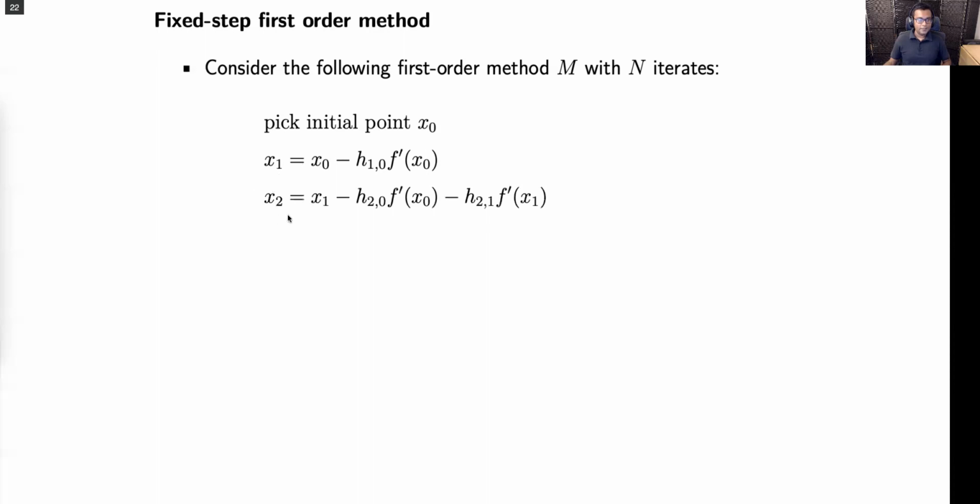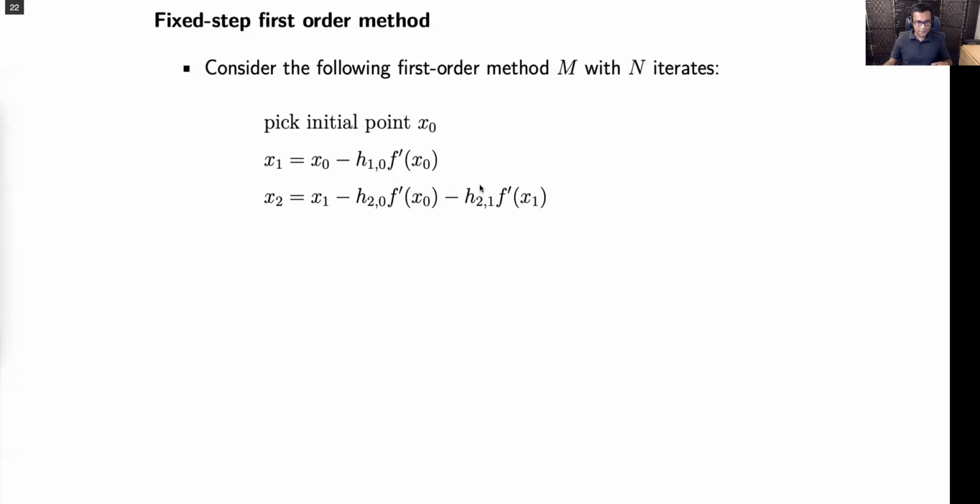At the second iterate, x2, we have 2 points. We have x0 and x1. So we evaluate two subgradients, one at x0 and one at x1. And then x1 is our previous point, right? So the way we calculate it is x1 minus h20, which is the step size corresponding to f prime x0, multiplied by the corresponding subgradient, minus h21, the analogous step size, times the subgradient associated with x1.